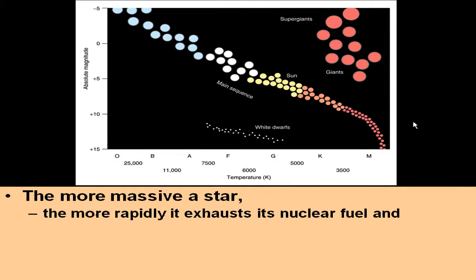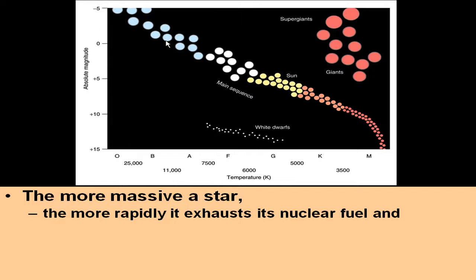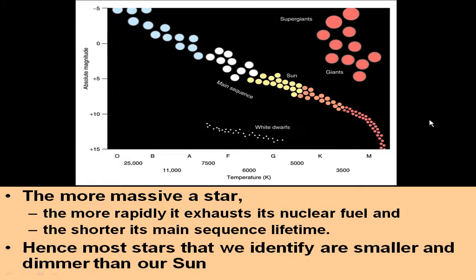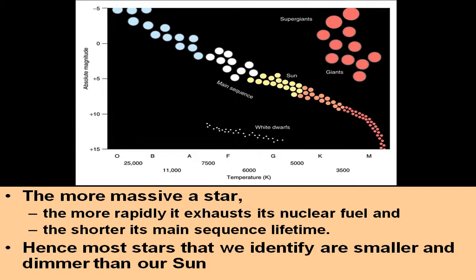The more massive a star, the more rapidly it exhausts its fuel on the main sequence, as we said, and the shorter its lifetime on the main sequence. All the young stars are young, but the blue giants are going to burn out faster than our sun, and in turn the red dwarfs are going to last a very long time. Most stars that we can identify, through all means, are smaller and dimmer than our sun. The red dwarfs represent most stars, and they're lasting a very long time out there. You can't see them, but they're there.